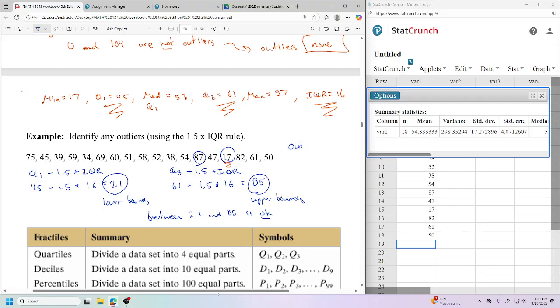Right. Thank you. Yes, there'll be a box. It'll say outliers, and you've got to put a box, and you'll just put 17 and 87 both in the box.